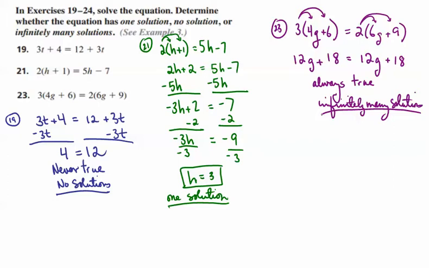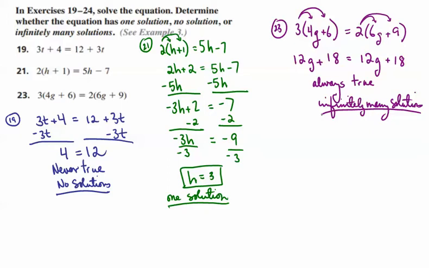We know that there are infinitely many solutions when we end up with two expressions, one on the left and one on the right, that are exactly the same, regardless of whether they're numbers, variables, or variables and numbers. As long as they're exactly the same, then there will be infinitely many solutions.